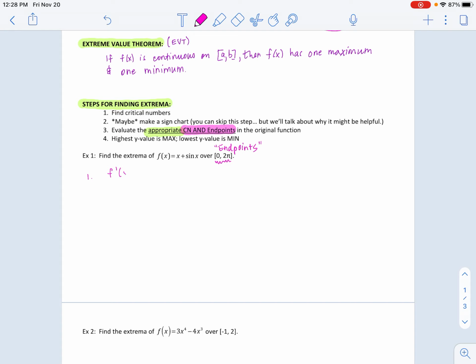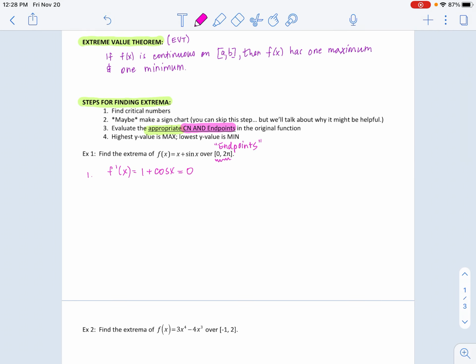So I'm going to take the derivative. I'm going to get 1 plus cosine x for my derivative. I'm going to set that equal to 0. I'm going to subtract 1 from both sides. And then I'm going to think about the cosine function and where it is -1.